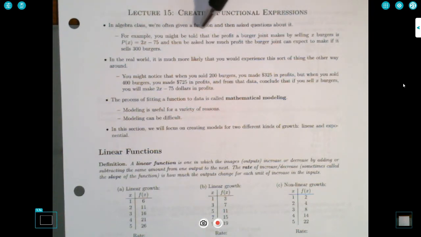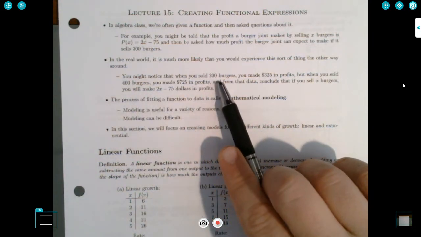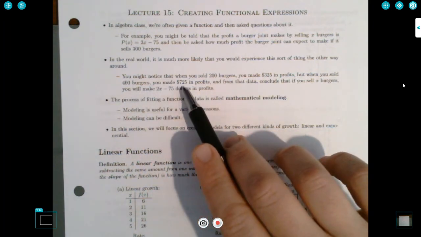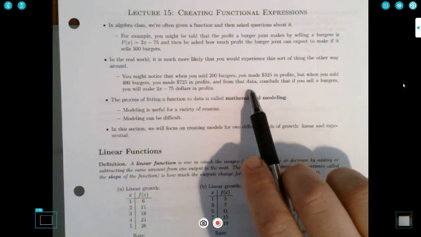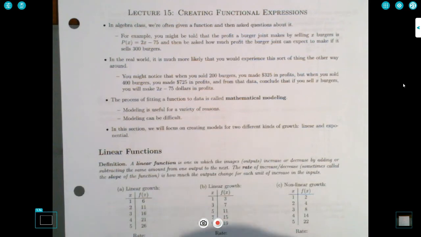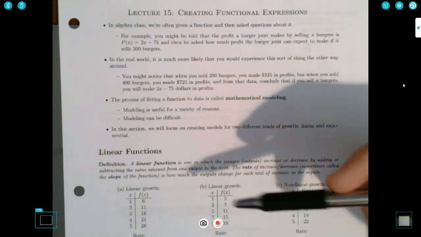For example, you might be told that the profit a burger joint makes by selling X burgers is P of X equals 2X minus 75. And then you might be asked how much profit the burger joint can expect to make if it sells 300 burgers, right? In the real world, it's much more likely that you would experience this the other way around. So you might notice that when you sold 200 burgers, you made $325 in profits. But when you sold 400 burgers, you made $725 in profits. And then from that data, conclude that if you sell X burgers, you will make 2X minus $75 in profits, right? So it's usually the other way around.